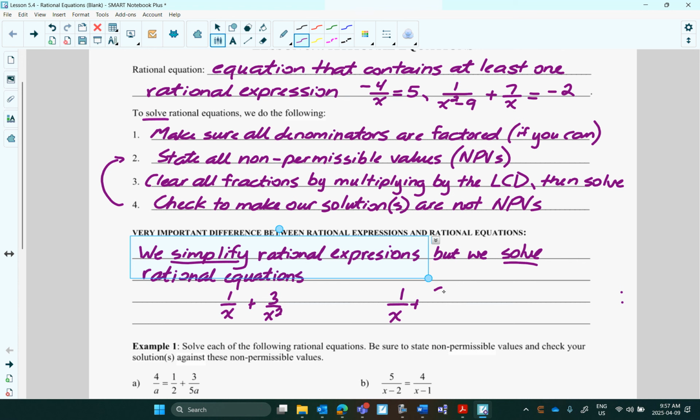Okay. But if it's this, we are trying to clear the fractions out. Our answer is not going to be a fraction. Well, it could be a fraction number, but here the denominator is going to stay. Here we want to get rid of the denominators so we can find out what x is. Okay, that's the big difference between the two. So this, remember, expression. Equation.